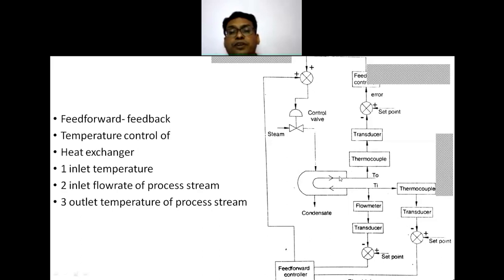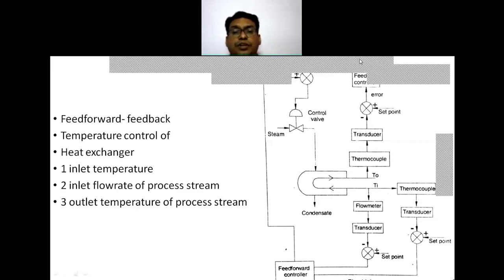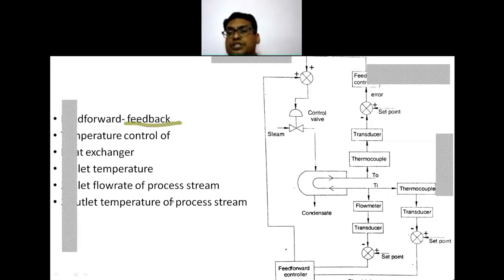In case of feedback, the outlet temperature of the process stream is of concern. In a feedback system, it is the outlet temperature of the process stream. So this is the feedback loop. Now in case of a feed forward, the inlet temperature as well as the inlet flow rate of the process stream are to be adjusted.